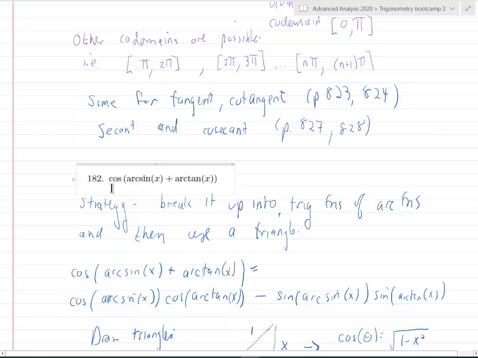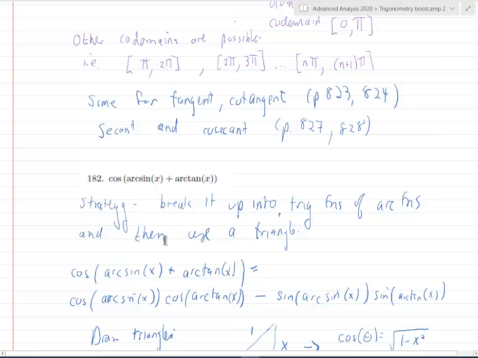If I had cosine of arcsine x, I could draw a triangle and figure out what the cosine is. Because if I draw a triangle where the angle has sine equal to x, then I could find the cosine of that same angle. Okay, so I could do that. If I just had a single arcsine here, I could solve this using a triangle. If I had just a single arctangent, I could solve this using a triangle. Since I have both, it's difficult. So what I can do is break this expression up into trig functions of arc functions and then use a triangle. Okay, or actually use more than one triangle.